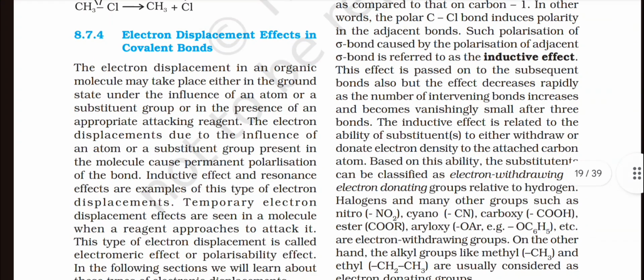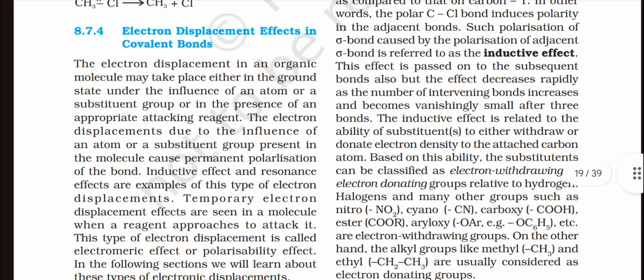Electron displacement effects in covalent bonds. The electron displacement in an organic molecule may take place either in the ground state under the influence of an atom or a substituent group, or in the presence of an appropriate attacking reagent. The electron displacement due to the influence of an atom or a substituent group present in the molecule causes permanent polarization of the bond. Inductive effect and the resonance effect are examples of this type of electron displacement.